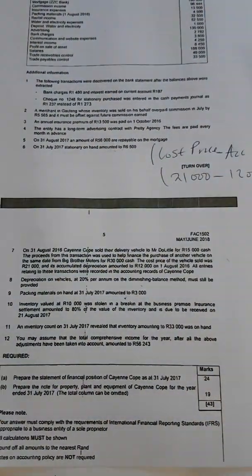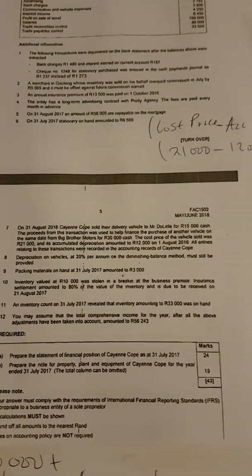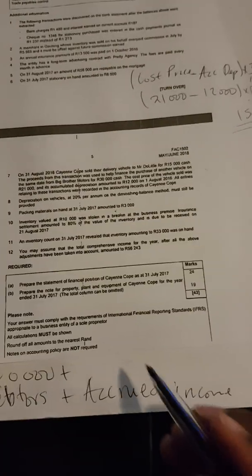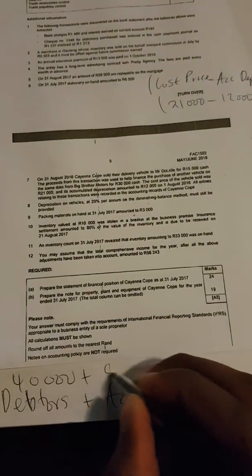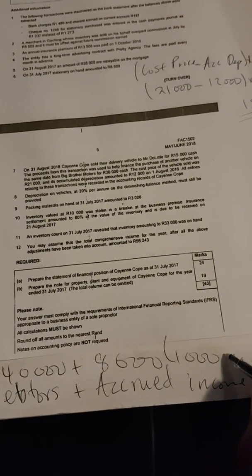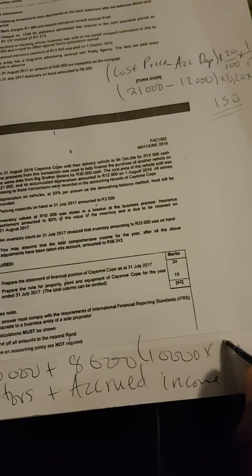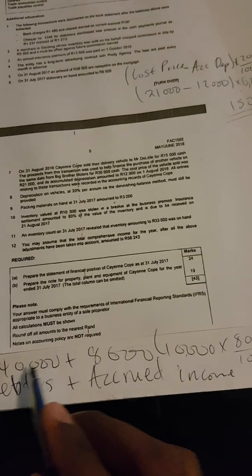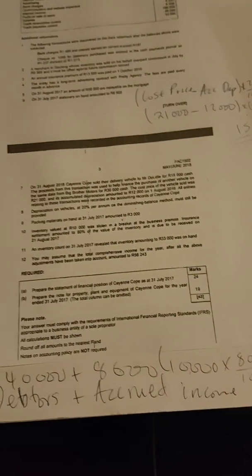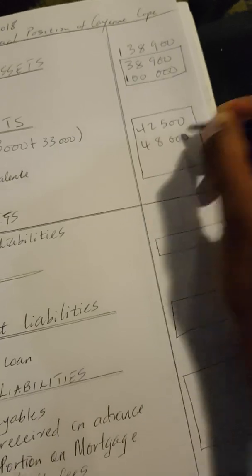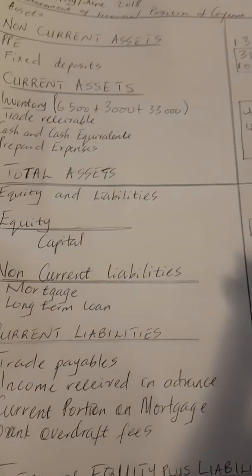So when insurance pays, it means it's an accrued income. It's another example of accrued income. So now you're going to say it's 40,000 plus 8,000, because we get the 8,000 by saying 10,000 times 80 over 100. This is how we get this 8,000. So how much will your trade receivable be? It will be 48,000. So our trade receivable is 48,000.